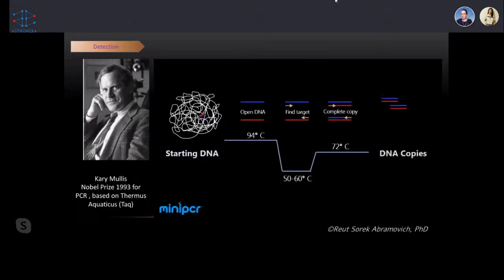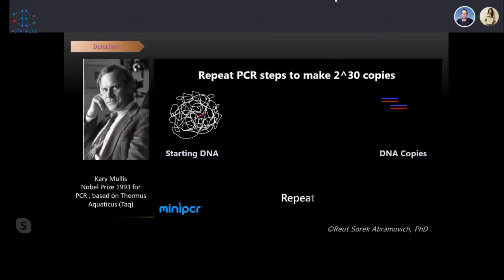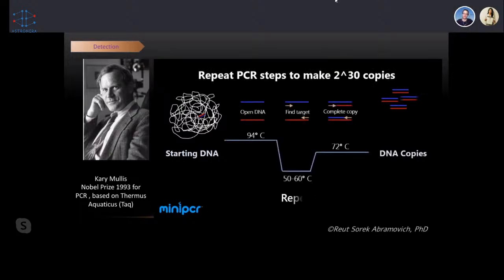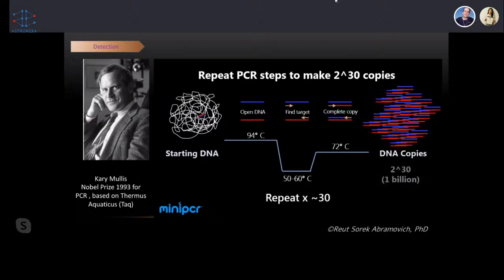If we repeat these three steps one more time, we'll go from 2 copies to 4. Repeat it again, and we'll obtain 8 copies. And again, and we'll get 16, and 32, and 64, 128. Well, you get the idea. DNA amplification by PCR is an exponential process. After 30 copy cycles, we will have 2 to the 30, or 1 billion identical DNA copies.